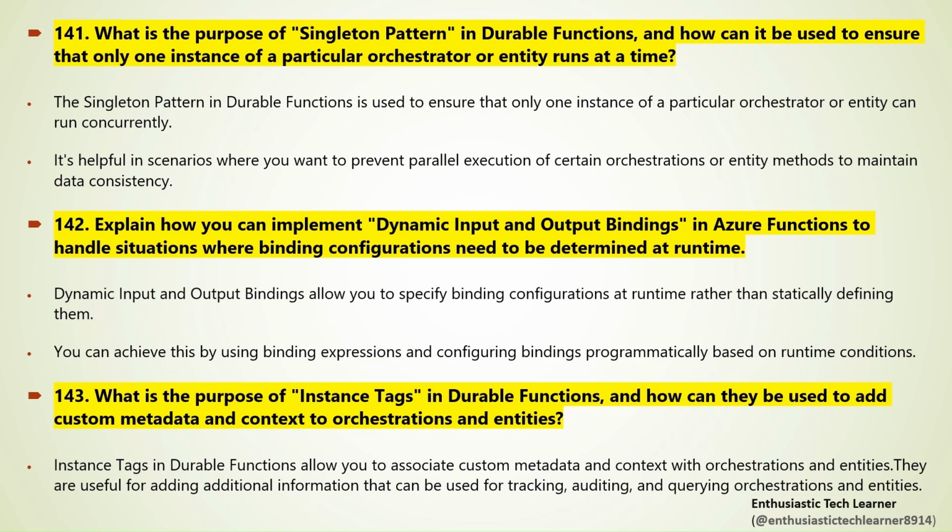What is the purpose of instance tags in durable functions, and how can they be used to add custom metadata and context to orchestrations and entities? Instance tags in durable functions allow you to associate custom metadata and context with orchestrations and entities. They are useful for adding additional information that can be used for tracking, auditing, and querying orchestrations and entities.